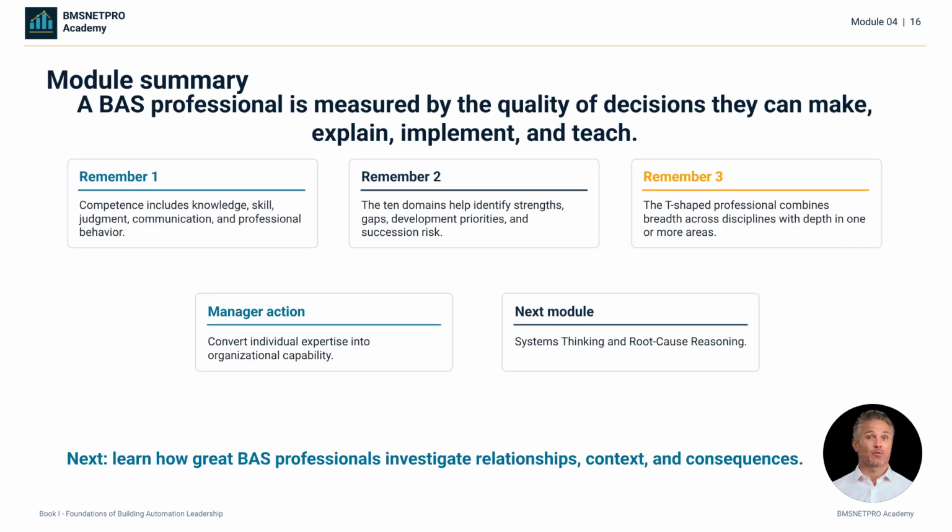This module introduced the BAS Professional Competency Model. The key message is that professional effectiveness includes knowledge, practical skill, judgment, communication, and behavior. The 10 competency domains help identify strengths and gaps. The T-shaped model reminds us that breadth protects the whole system, while depth creates credibility. The expert trap reminds managers to build capability, not dependency. In the next module, we will build on this by studying systems thinking and root cause reasoning.